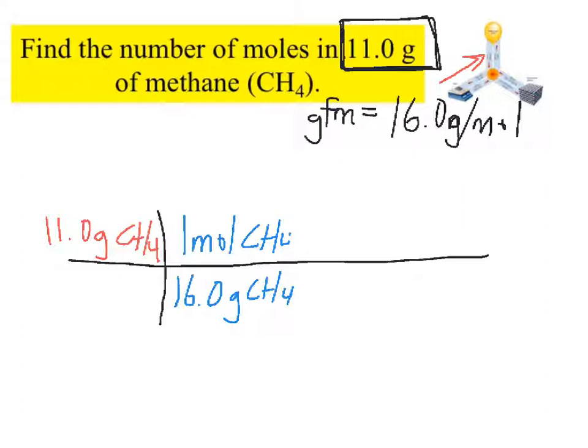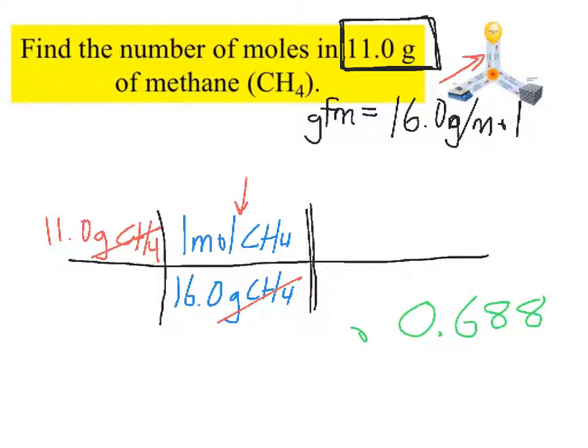And so my units cancel, grams of CH4, and I'm left with moles of CH4, which is what I wanted. So I'm good. I can draw my finish line here. After I calculate, I get an answer of 0.688, and that is with sig figs, and my units, moles of CH4. And that is my final answer.